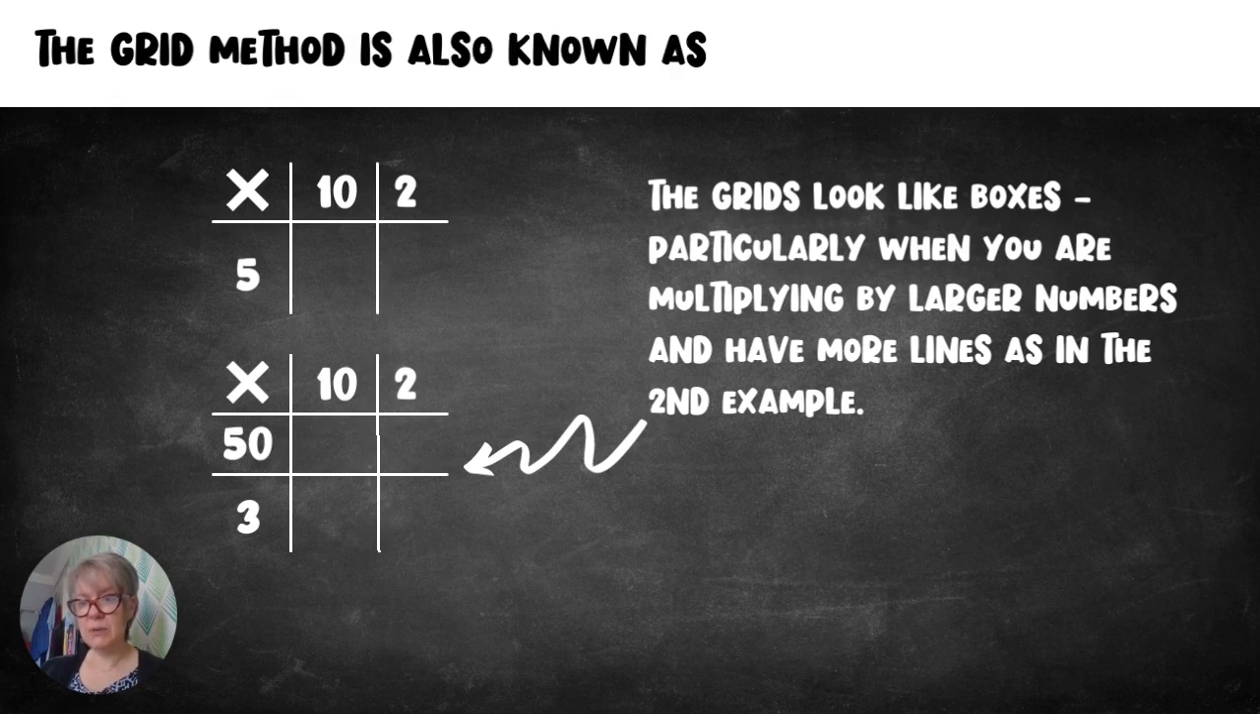The grid method is also known as the box method. So the grid looks like boxes, particularly when you are multiplying by larger numbers and have more lines, as in the second example.